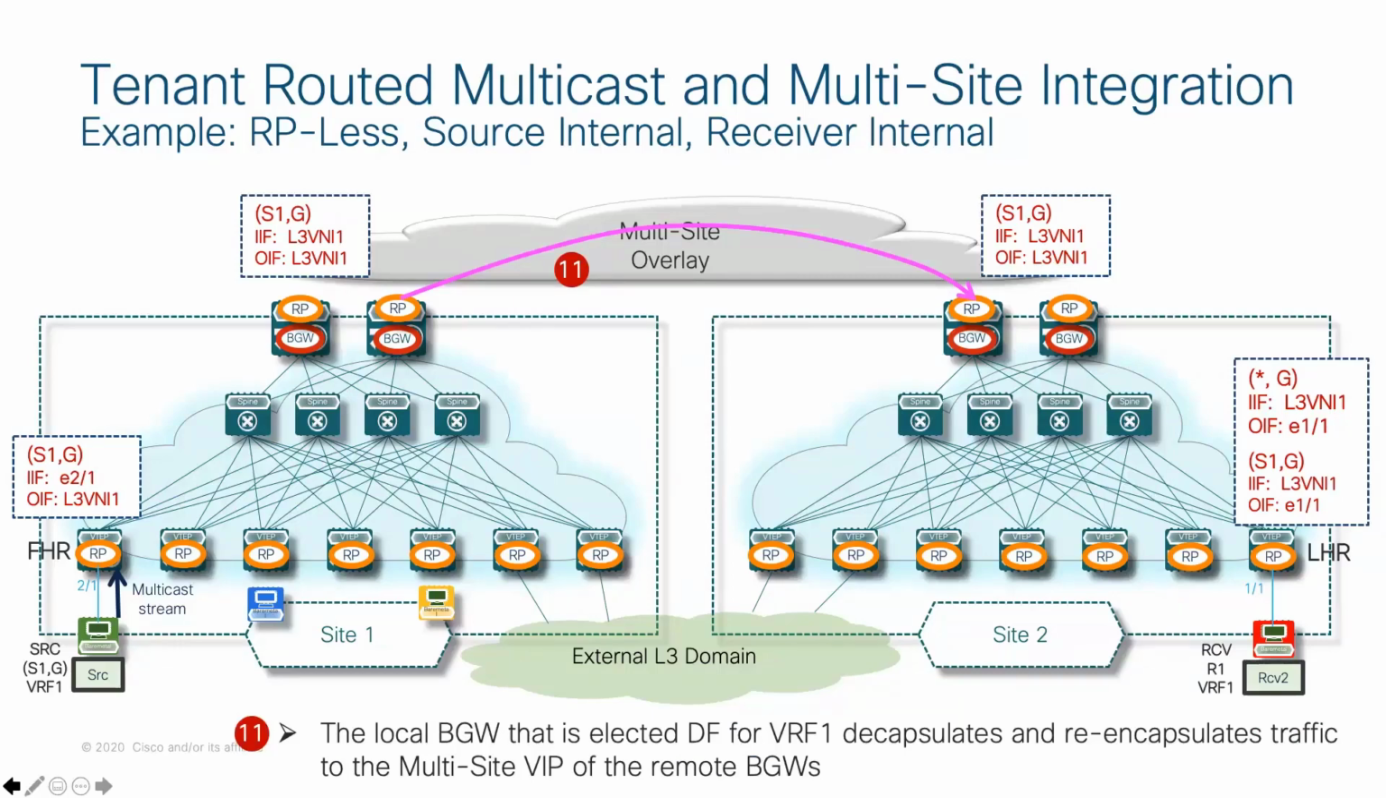This will be done in a unicast manner because it's ingress replication. The destination IP address will be the virtual IP address of the BGW where the receiver is located, which means any of them can get this multicast traffic. And that is handled, again, by the designated forwarder.